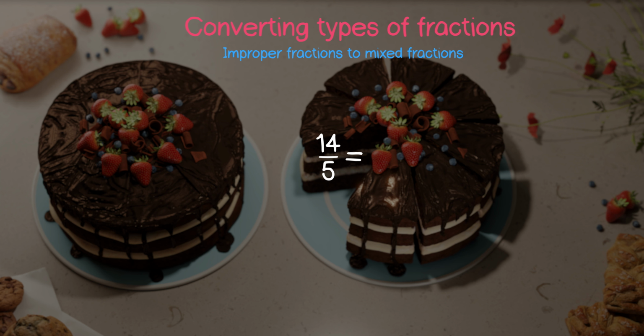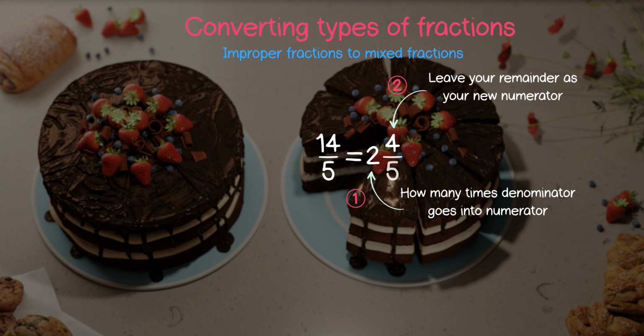Again, it's done in 2 steps. First, we see how many times your denominator, your bottom number, can go into your numerator. 5 goes into 14 twice, because 5 times 1 is 5, 5 times 2 is 10. So we leave 2 as our whole number outside the fraction, and that's step 1. Now we have 4 left over, because 14 minus 10 equals 4. So we leave whatever we had left over as our numerator. So 14/5 as a mixed fraction is 2 and 4/5.